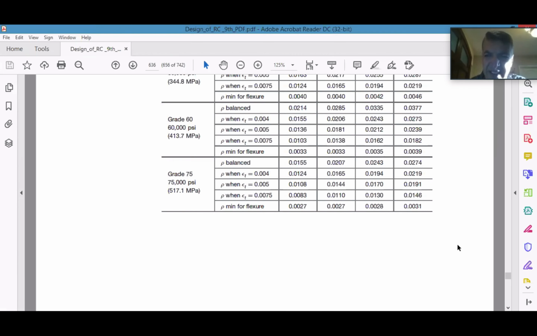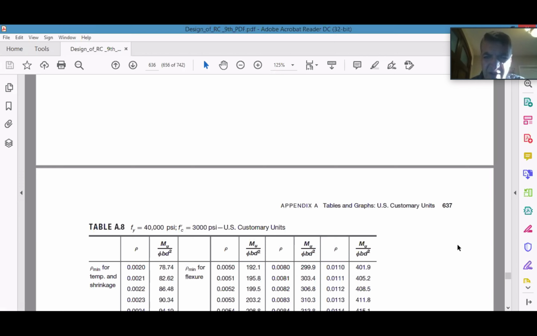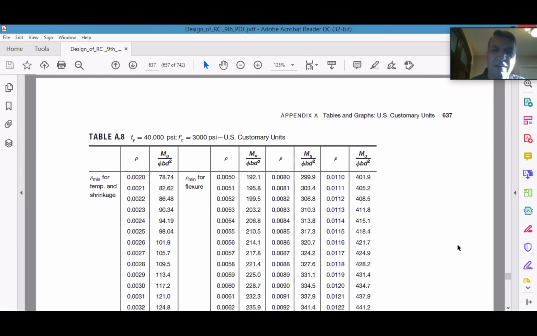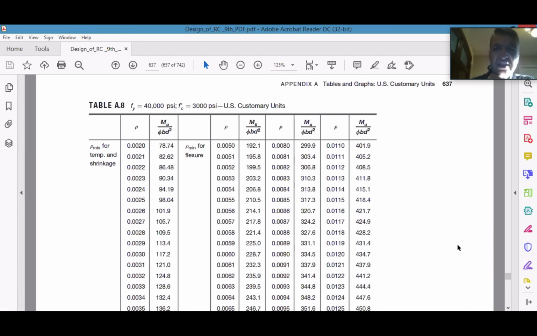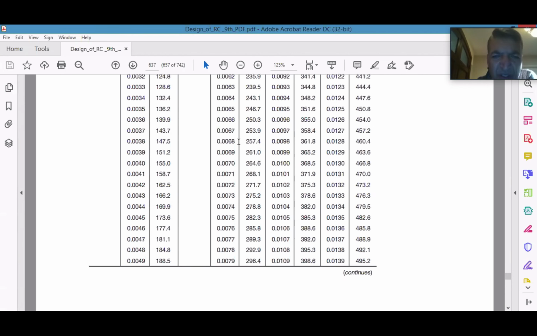So that's a very important table, and this is the important table we're going to use tonight. Notice first of all, Fy is 40,000 and F prime C is 3,000. In this table, we have rho versus Mu over phi bd squared. So we will illustrate that in the example. So this is what that is. Let's go to the next one.